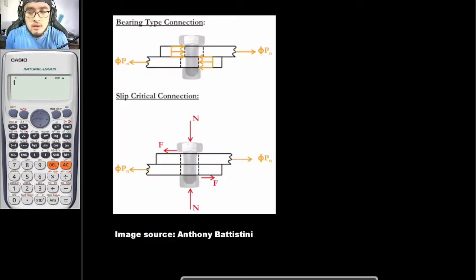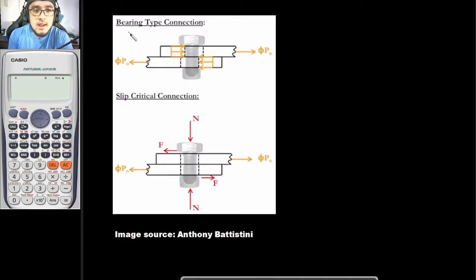So, there are two ways a bolted connection resists loads. It may either be by bearing and shear or by friction. And namely, they are called bearing type connection and slip critical connection. So, let's go straight to bearing type connection first.